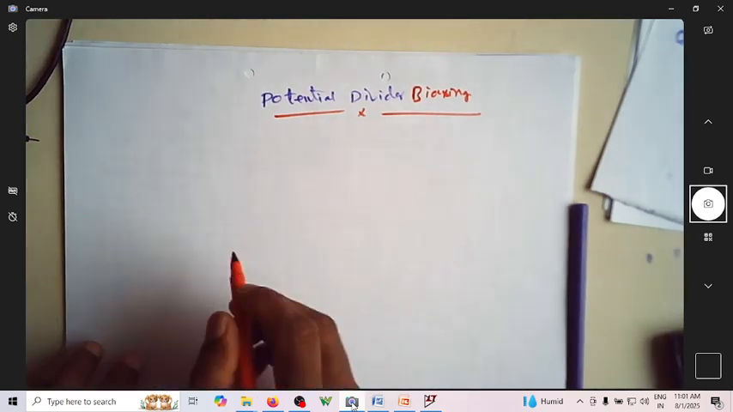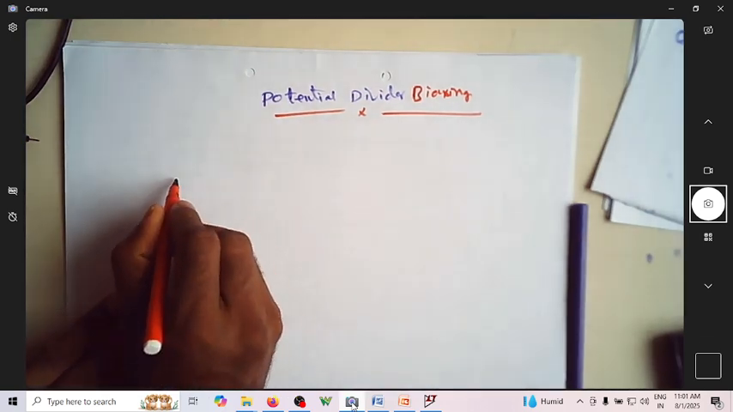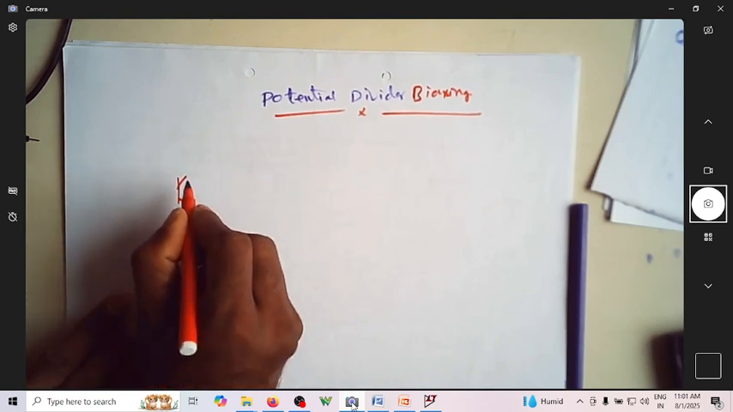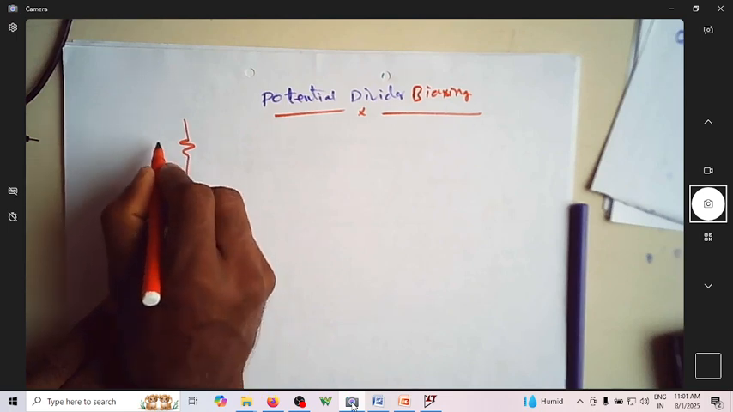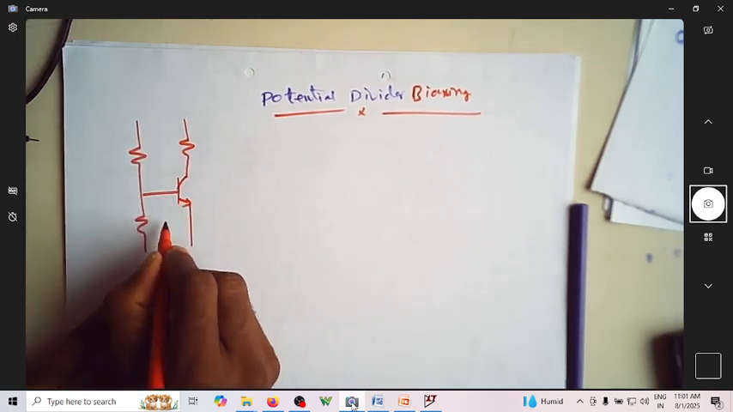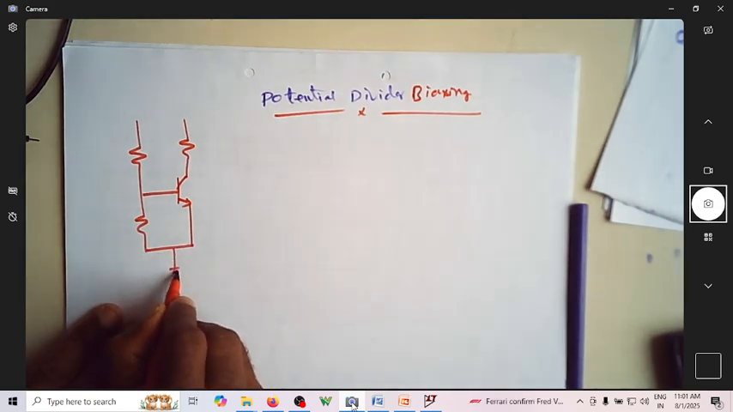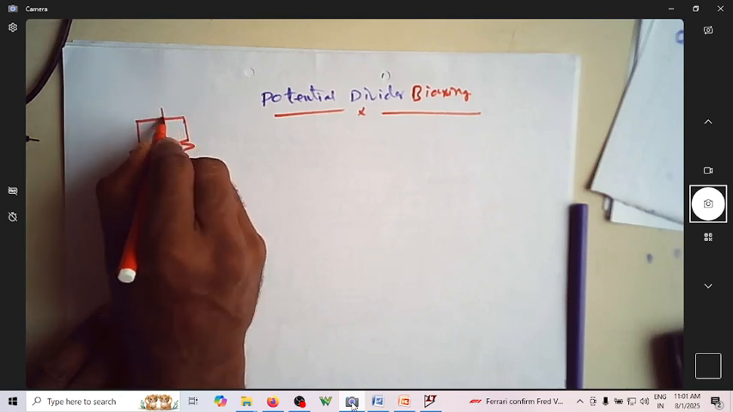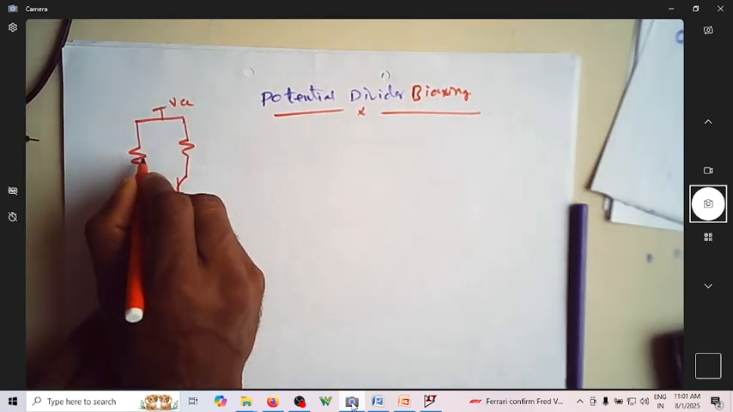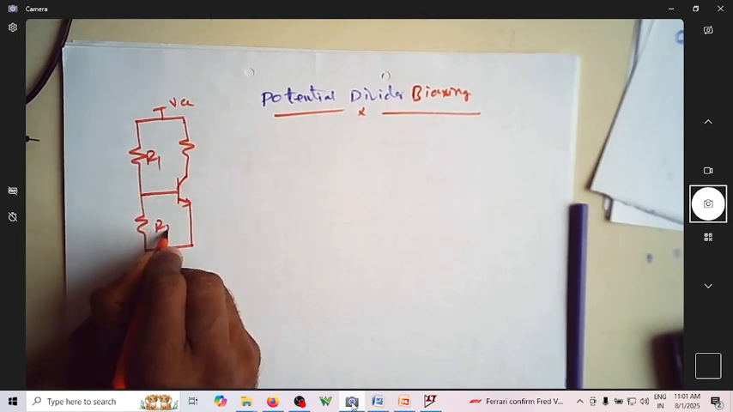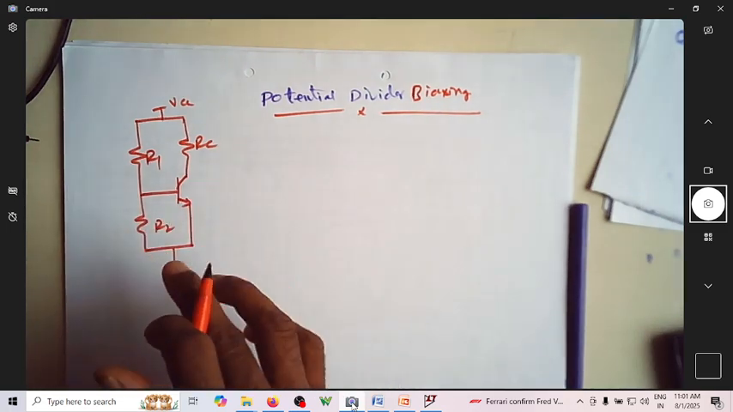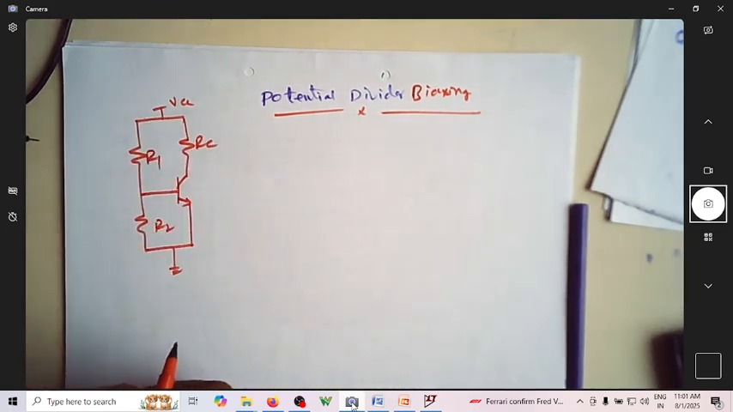Let us consider the circuit here. This is the circuit we are looking for. This is VCC and this is a BJT. Let us say this is R1, R2, and this is RC. This is effectively a potential divider.